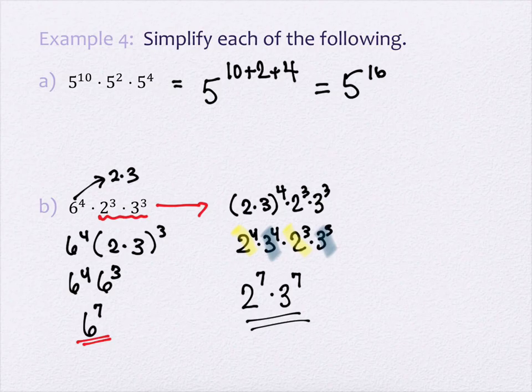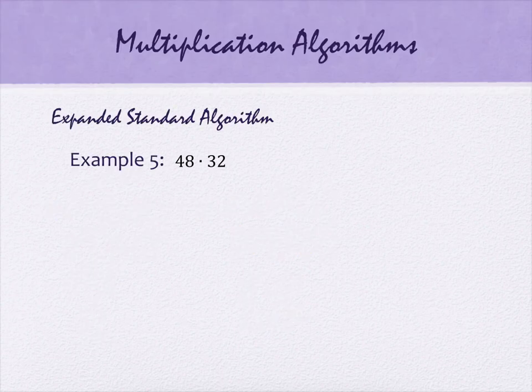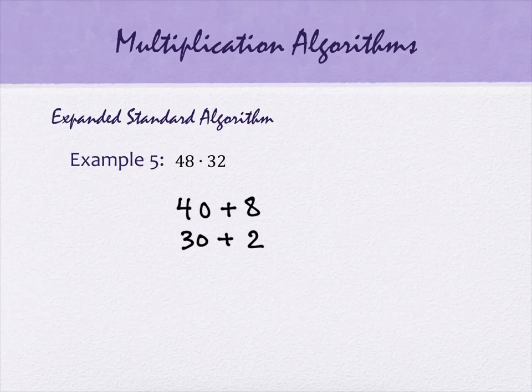All right, next up, multiplication algorithms. So we're going to take a look at a number of multiplication algorithms. The first one is called expanded standard algorithm. We have the expression 48 times 32. And what we're going to do is we're going to expand it. We've done an expanded form in both of our previous lessons about these operations where we separate them on place value. So 48 is 40 plus 8. 32 is 30 plus 2. Shake your head if you remember separating them like this.